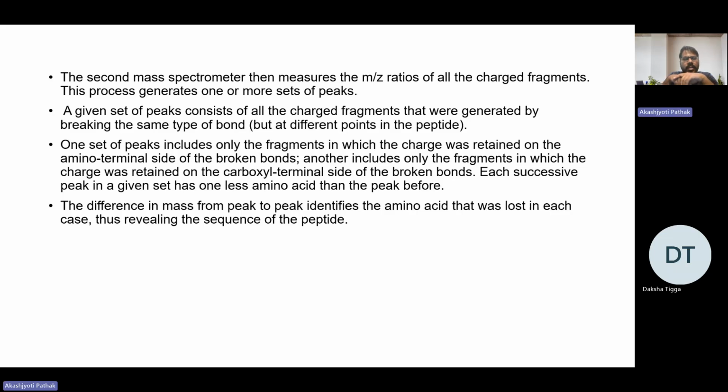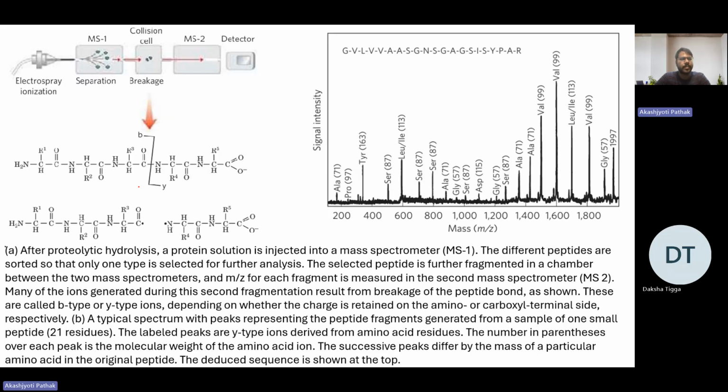So one set of peaks include only the fragments in which the charge was retained on the amino terminal side of the broken bonds. Another includes only the fragments in which the charge was retained on the carboxyl terminal side of the broken bonds. And each successive peak in a given set has one less amino acid than the peak before. This difference in mass from peak to peak identifies the amino acid that was lost in each case, thus revealing the sequence of the peptide.